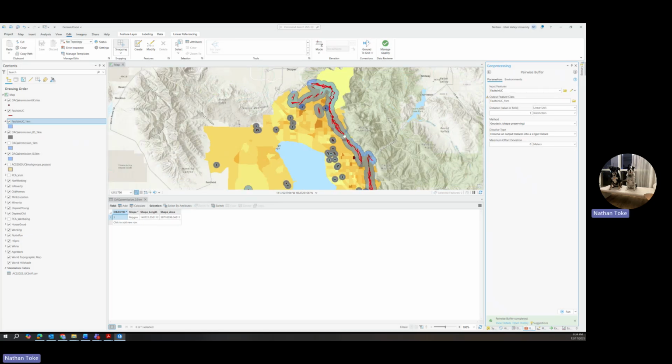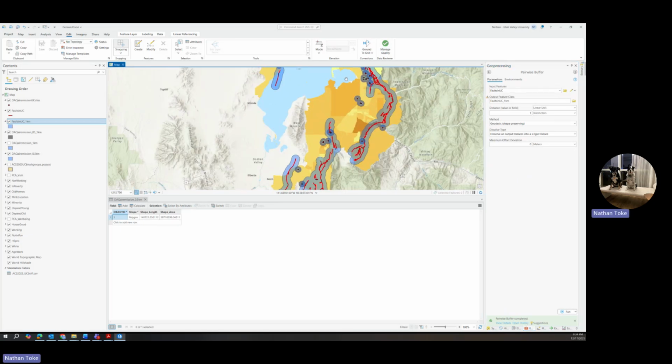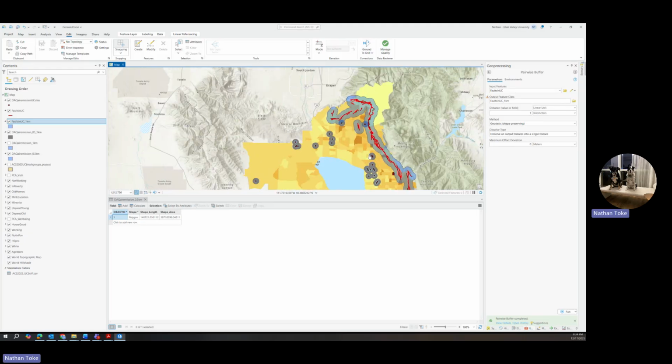Okay, so there's within 1 kilometer of the faults. So now we have these buffer features that we want to use. I'm going to drag this one down here because I don't want to use that one. So I have 3 different buffers that I want to look at, the demographics.